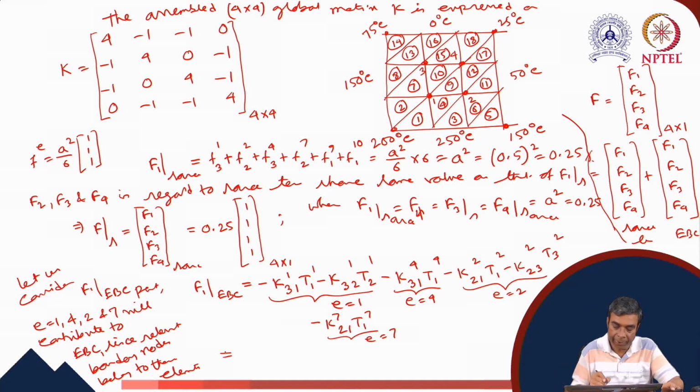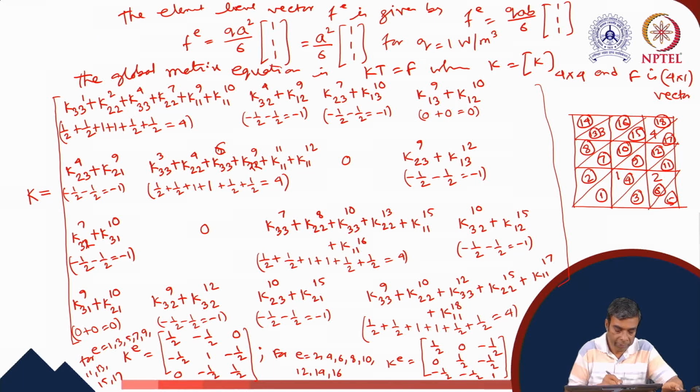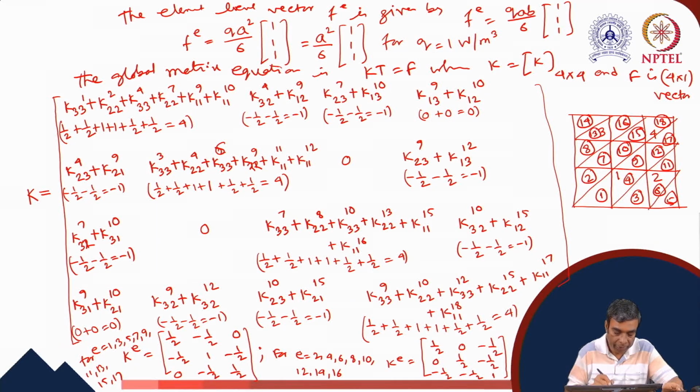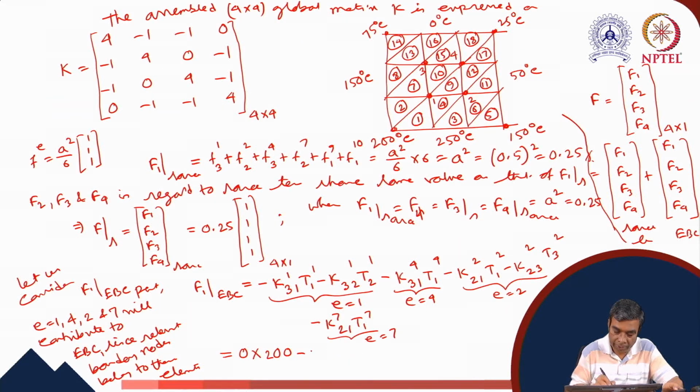So we have got the expression for the contribution of the essential boundary condition. Now we can write it as K311. This is for the odd number element. K311, here K31 is 0. So this is 0 into T11. This was 200 degrees centigrade, 200 minus K321. So K32 is minus half. So here we get minus half into T21. So T21 is 250. So we have calculated the contribution from element 1.